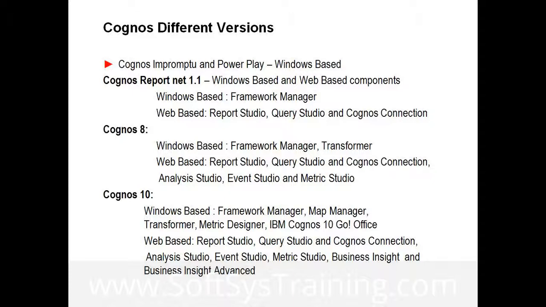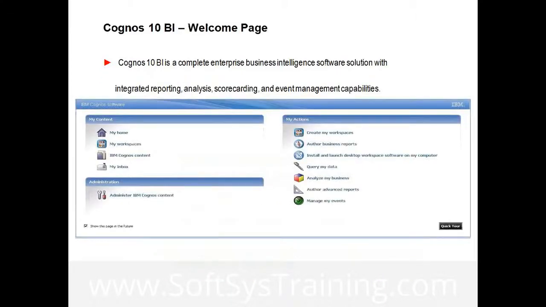Windows-based is like, for example, Windows Media Player. It has to be installed on your local machine, then only it will work, otherwise it will not work. The same way, Cognos has web-based and Windows-based tools as well. So these are the different tools that we are going to cover in the course.